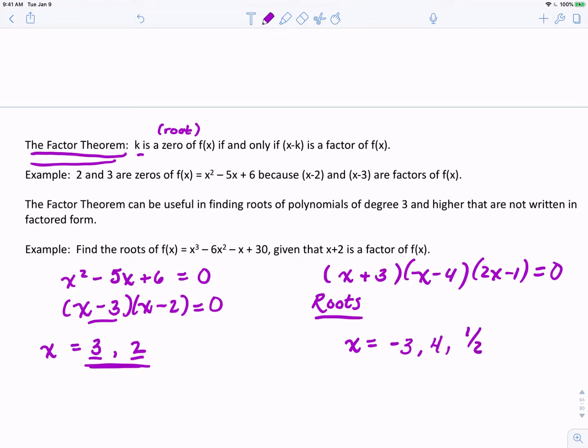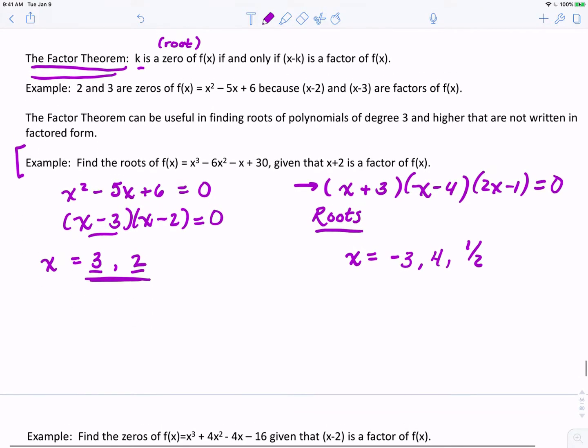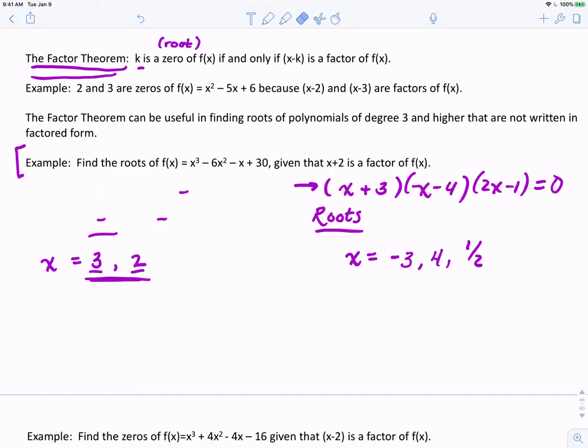But what if the function that we're given is not in factored form? Well, then the factor theorem can be useful. So let's take a look at this example. Find the roots of f of x equals x cubed minus 6x squared minus x plus 30, given that x plus 2 is a factor of f of x. All right, so let's get some room here, and we'll write down what we're going to do, and then we'll do this example.